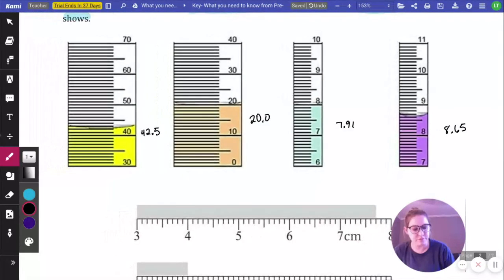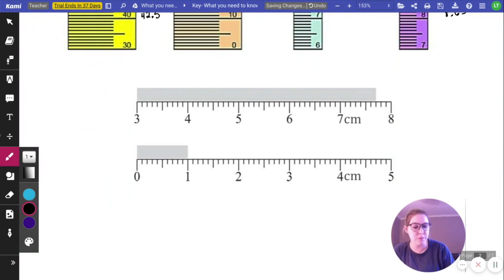And same thing with our rulers, but why don't you guys try to read the rulers and practice guessing that 1 digit of uncertainty.